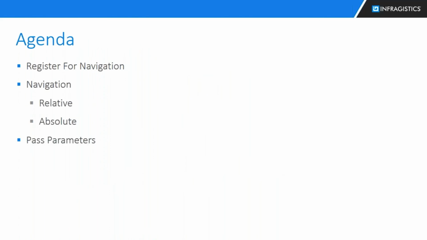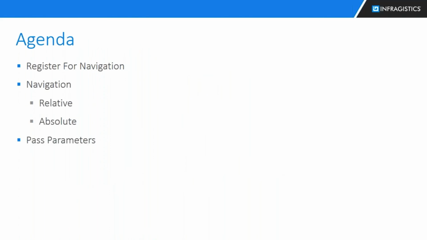So this is today's agenda. It's a lot, but I think we can cram it in there, okay? First, we're going to talk about registering for navigation. Then we're going to talk about navigation itself, because there are two types, relative and absolute. And these are the topics I want to talk about.